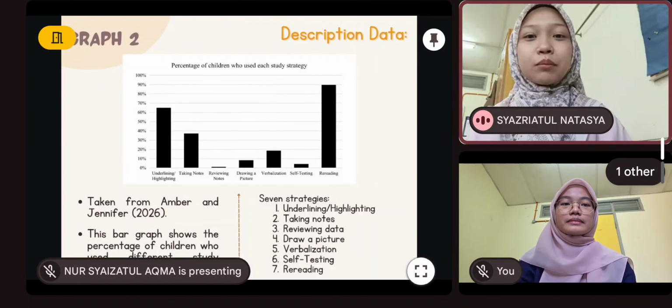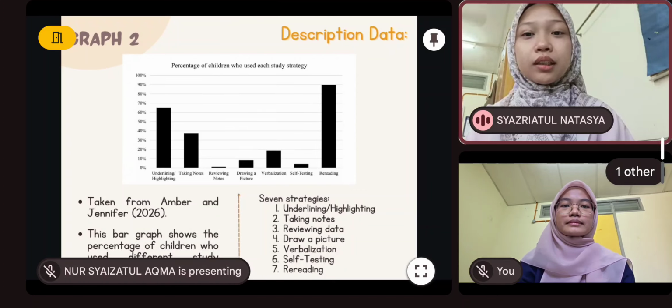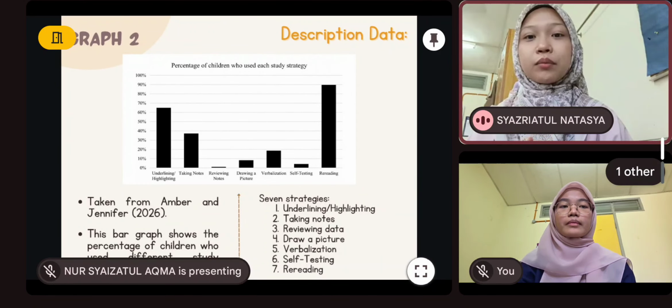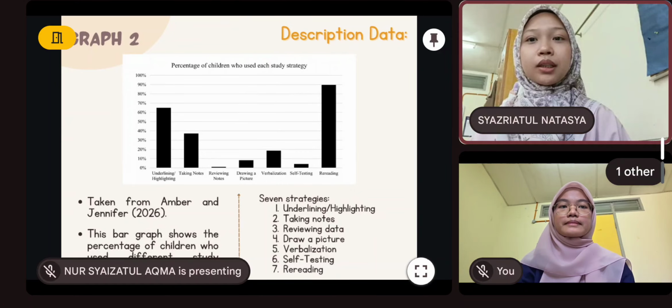So this graph is about percentage of children who use different study method. So it has 7 strategies. First is underlining or highlighting. Second is taking notes. Third is reviewing notes. Four is drawing a pictures. Five is verbalization. Six is self-testing. And the last one is rereading. Next.